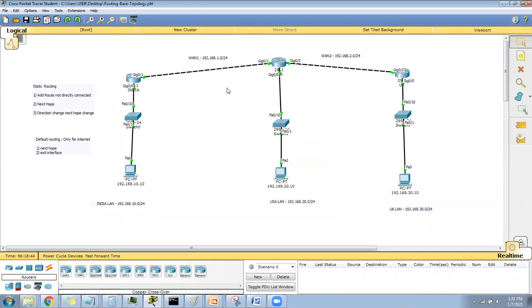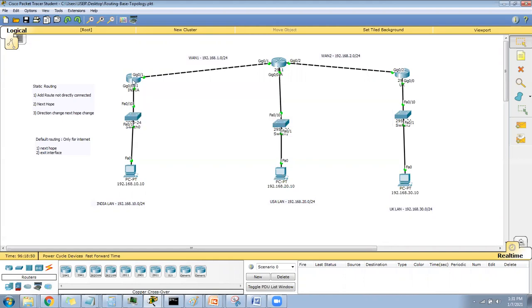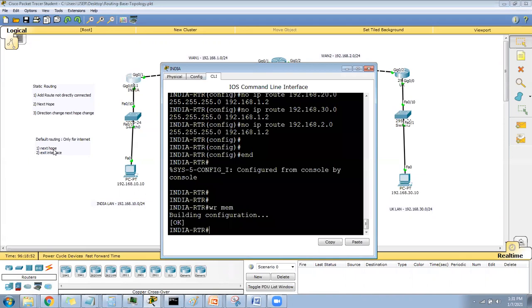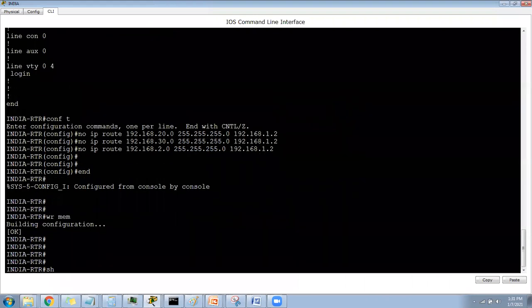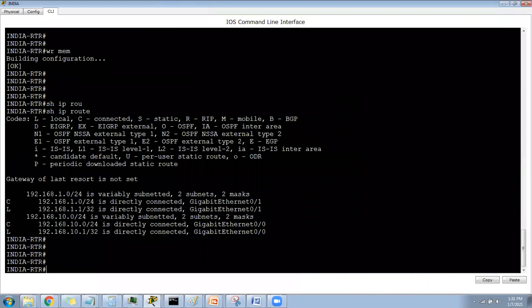Okay, in the same diagram we will use, just for our practice, the default route instead of the static route, and we will test it. Generally we do a default route one time. What I need is a next hop or an exit interface for the default route. So I will go directly to the India router and run show ip route. I don't have any routes, just the directly connected ones.